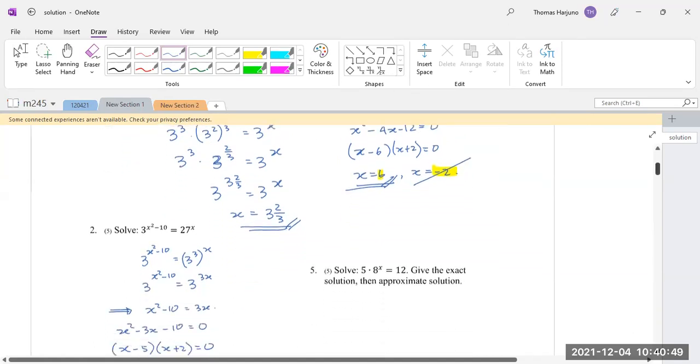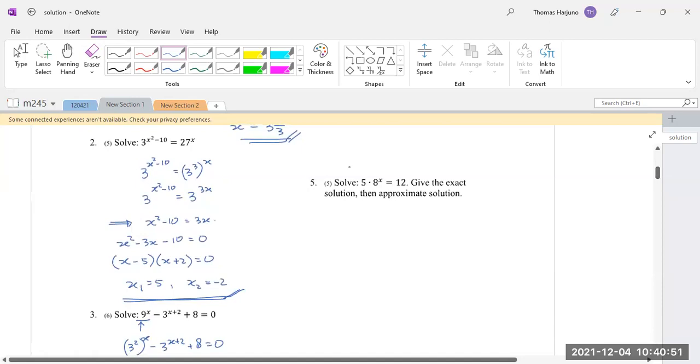Okay. Number 5. 5 times 8 to the x equals 12. Solve this. I will divide by 5 first. I think that's 2.4. So log base 8 of 2.4 equals x. That's the exact solution.